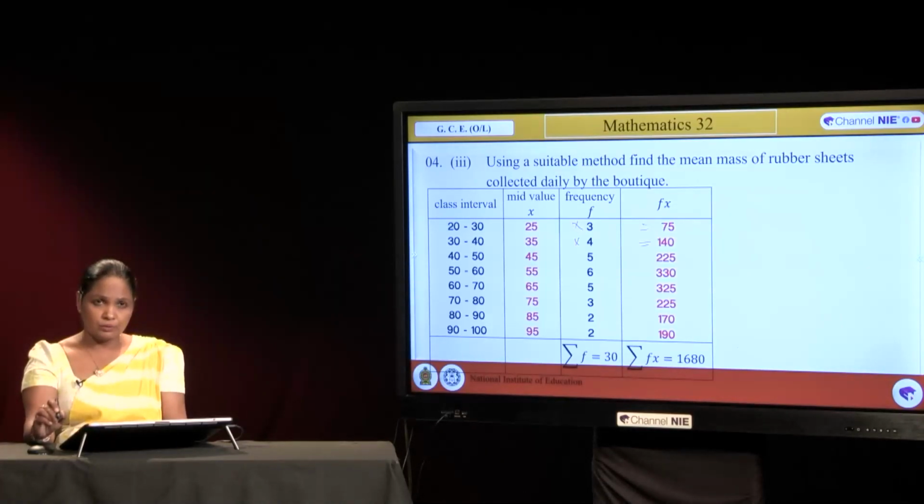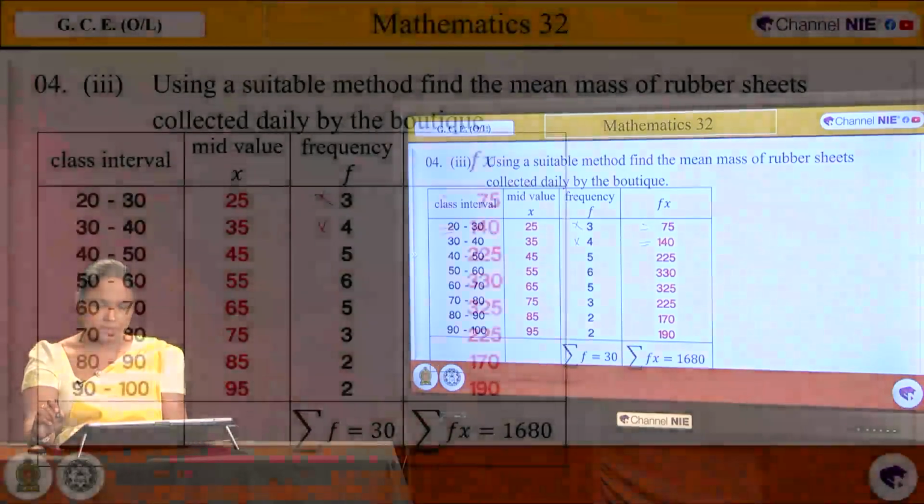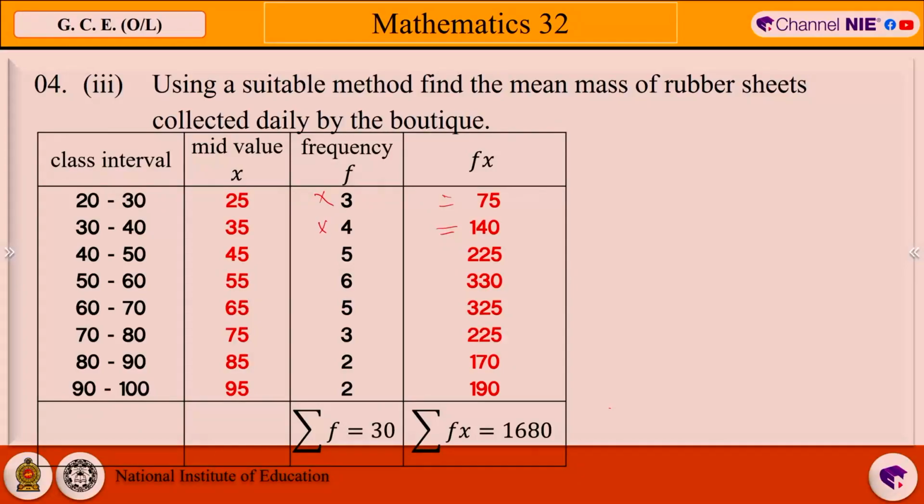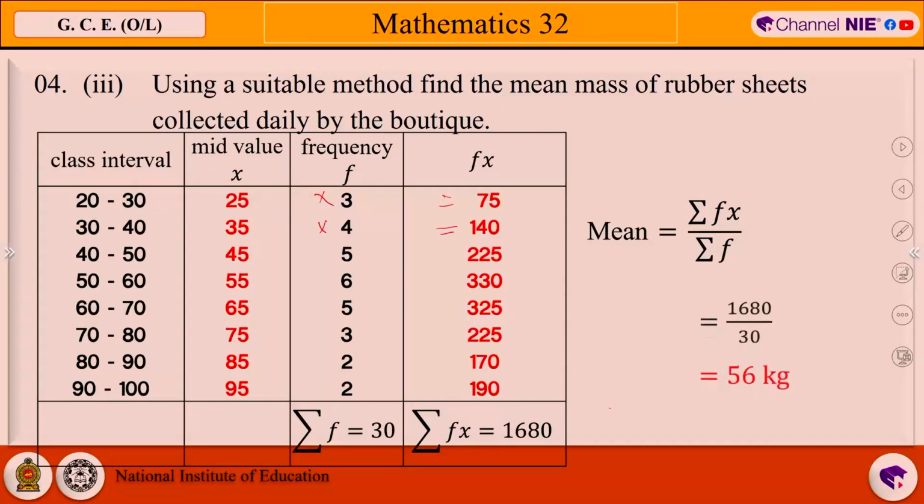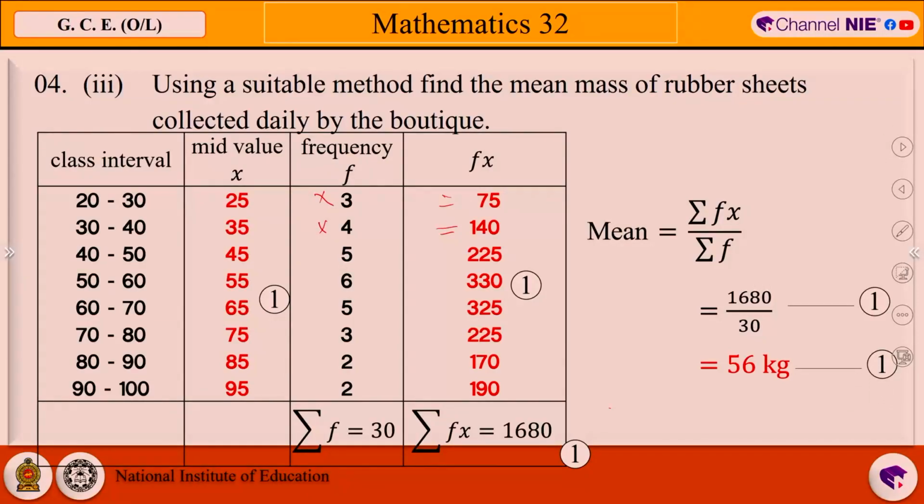Okay. And also you have to get the value of sigma f, the sum of the frequencies, which is 30 here. Then you can easily find the mean by dividing the sigma fx value by sigma f. Then you will get the mean mass of rubber sheets collected daily as 56 kilograms. For this, you will get marks like this. See, how many marks? A total of 5 marks you can obtain for the third part.